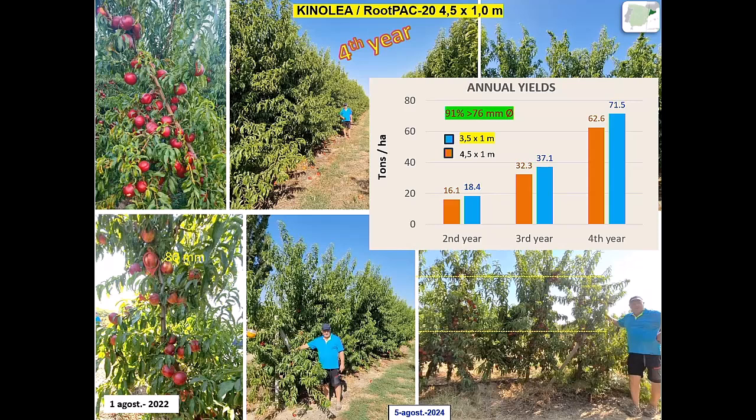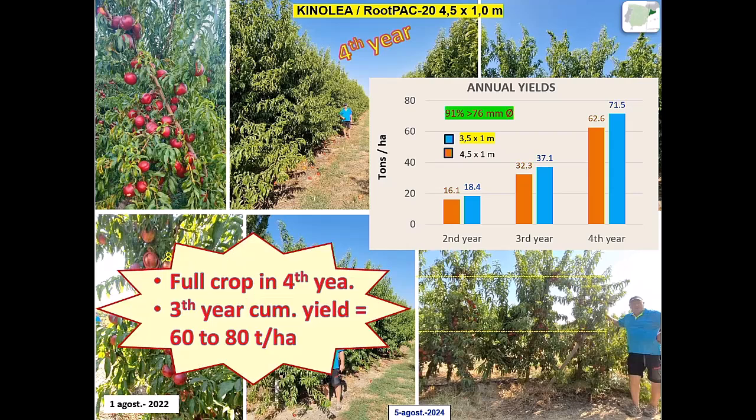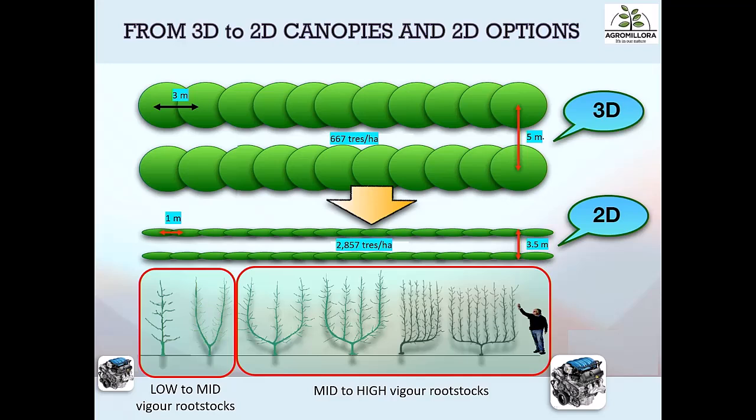This is the objective that is easy for us. And for us, it's very important to have the full crop in the 4th year, and to have an accumulated yield in the 3rd year of 60 to 80 tons per hectare. So these are the numbers that we are managing with these intensive orchards. So this is the proposal.